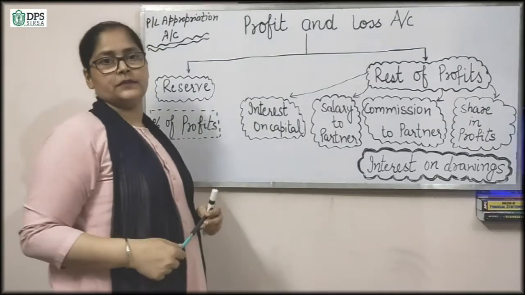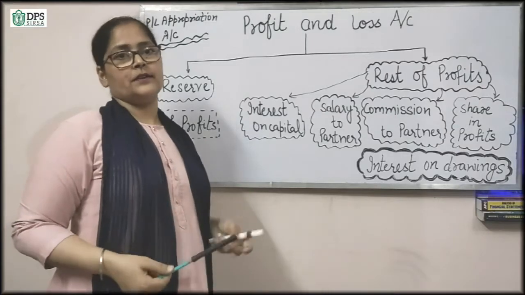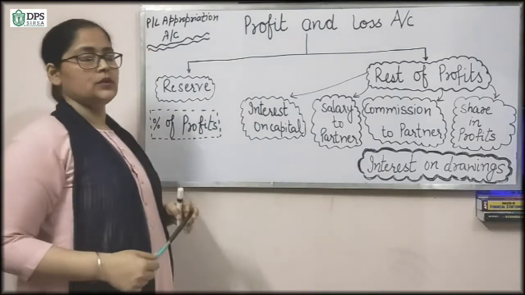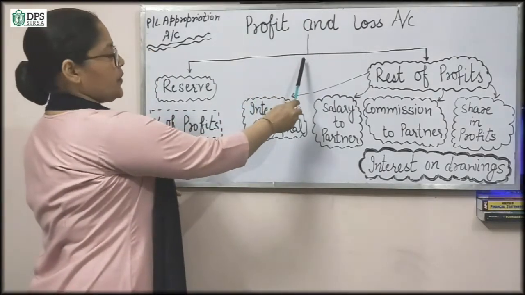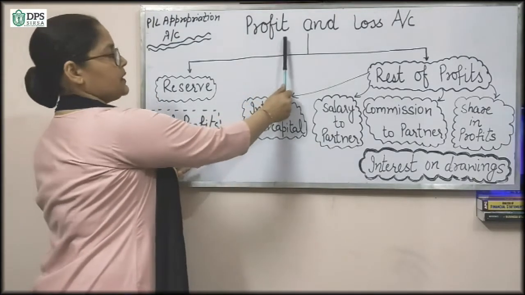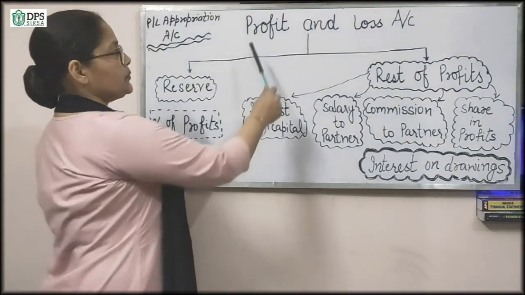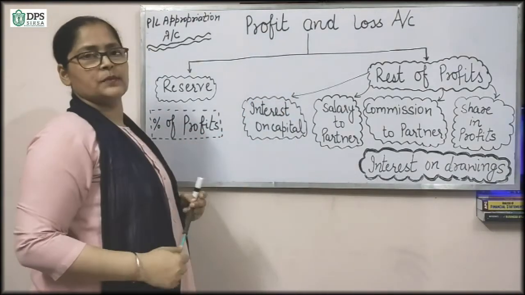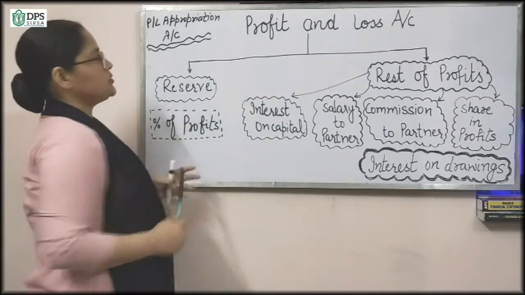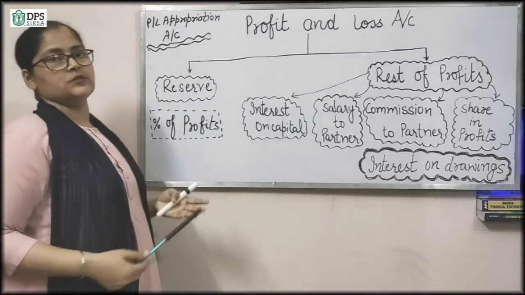In case of profits, we are talking about partnership firm where we suppose that we are earning profits. So in case of profits, what we do? First of all, we keep some percentage of profit as reserve. Suppose 10% of profits we are deducting as reserve. This percentage may be different.